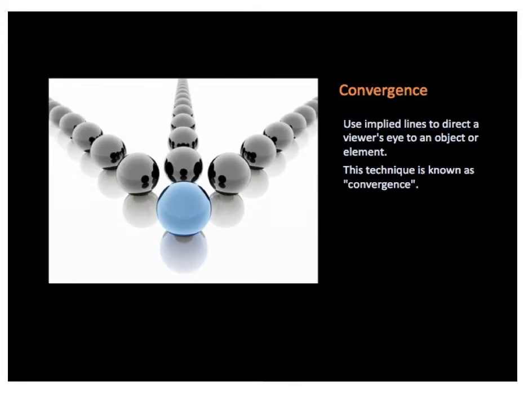Convergence is another way to create an area of emphasis or focal point. You use implied lines to direct the viewer's eye to an object or element. This is also known as convergence.